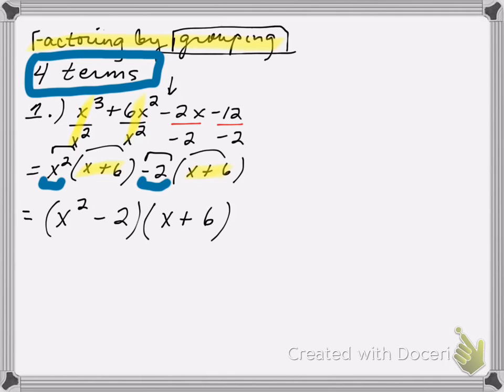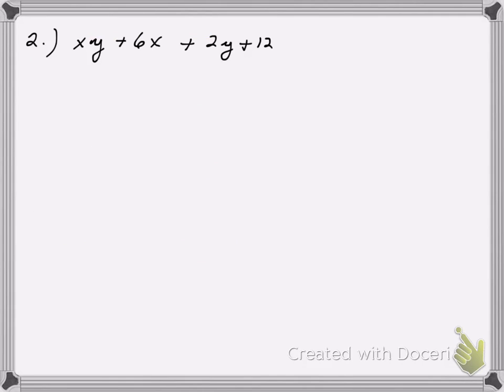You could always FOIL these out if you want to. We've learned to do that already. You could FOIL that out or multiply it out, and you would see that it equals the original polynomial. And that's always a good way for you to check your factoring. So that's the way factoring by grouping will work. Let's look at another example now.